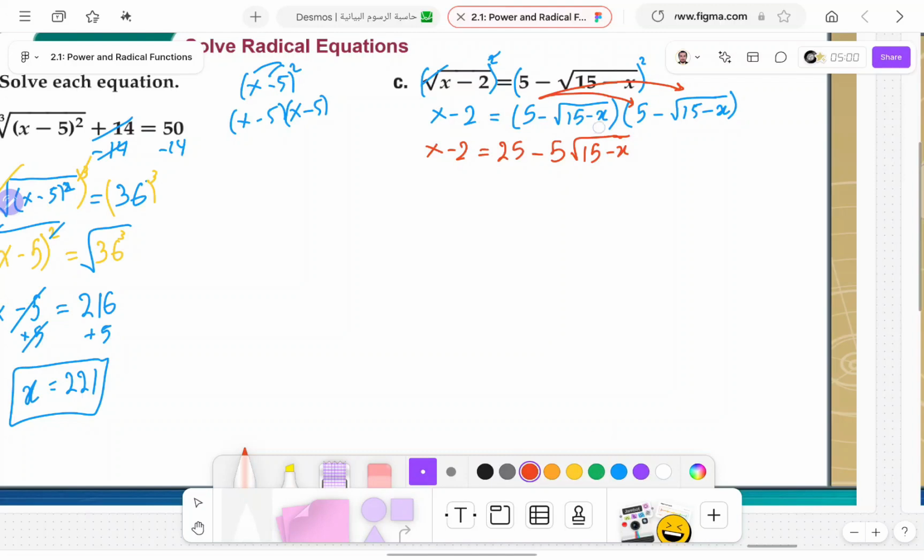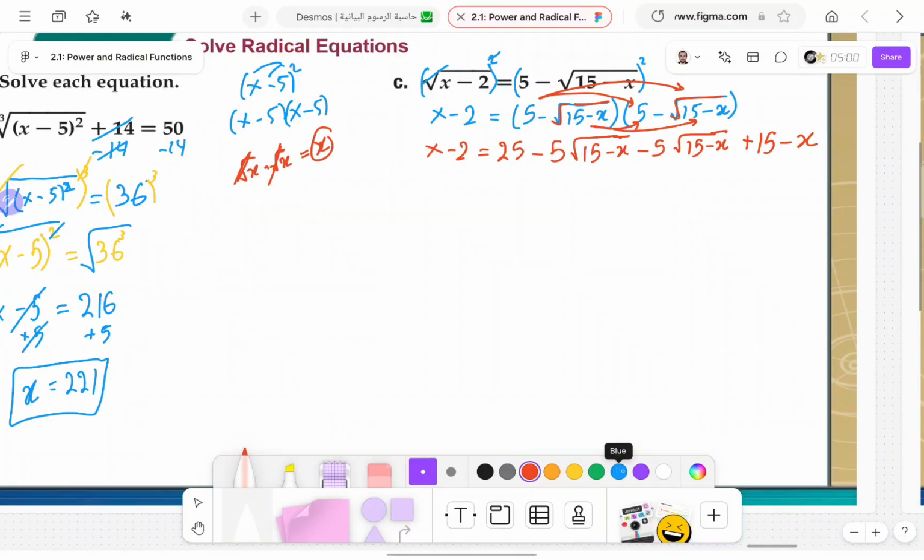Then you multiply this square root with the 5. We do the same thing, negative 5 square root of 15 minus x. Then square root times square root. When you're multiplying square roots, this is a rule: when you multiply a square root times a square root, you just cancel them and you keep what is inside. You don't have to write squared, just keep 15 minus x. You cancel the roots. As you can see, I have a square root here and a square root here, so they cancel each other, and it becomes plus 15 minus x.